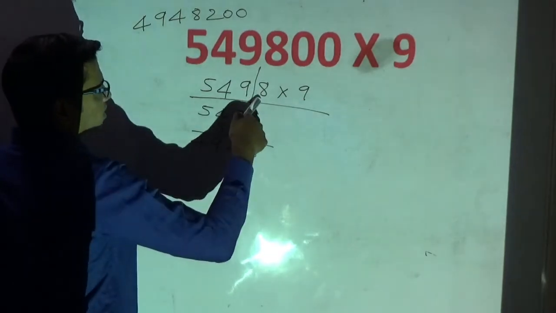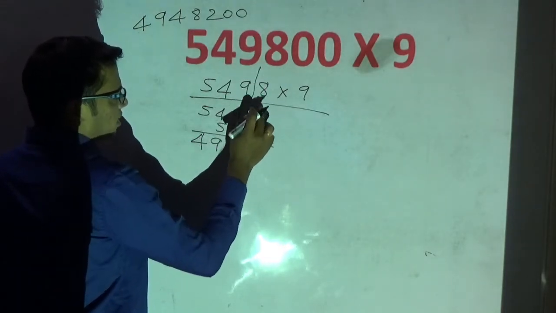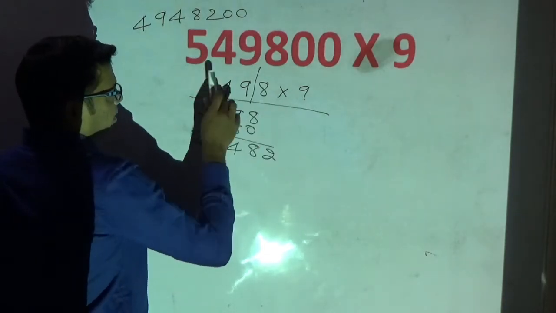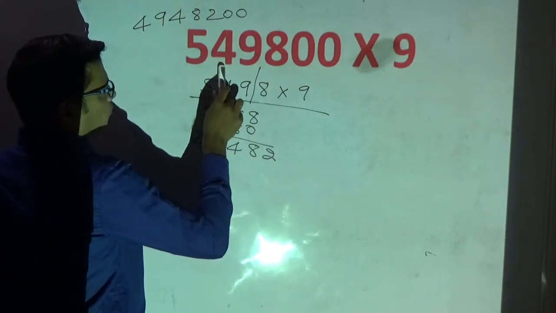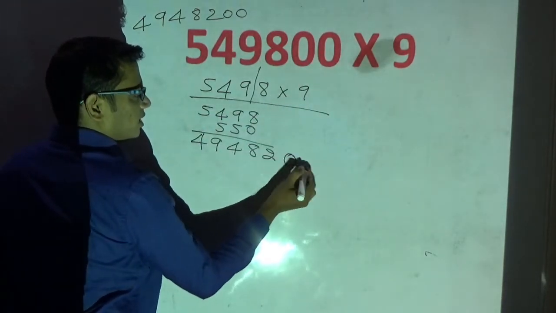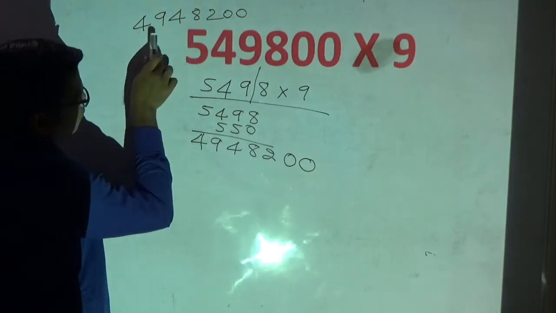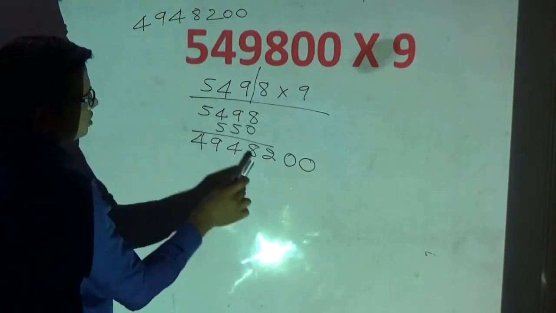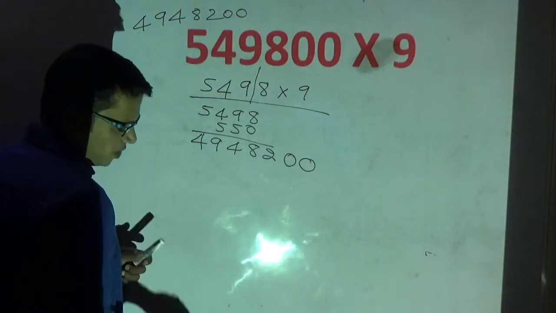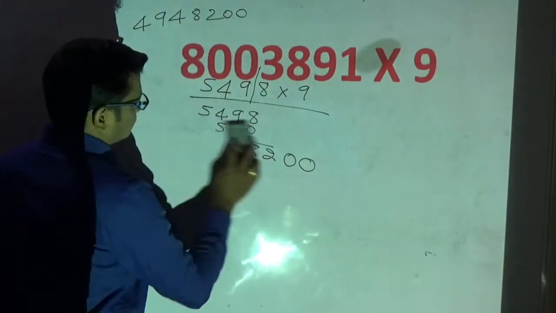Now what is left out here? 8. I have to subtract from 10. 10 minus 8 is what? 2. Okay. So I have to multiply 549800 by 9. I have ignored that 0, right? Then I will include that at the end. See, my answer is ready. You check whether it's correct or not. 4948200. See how quickly and accurately I am doing. Hope you understood with this example also. I will go for one more example now.